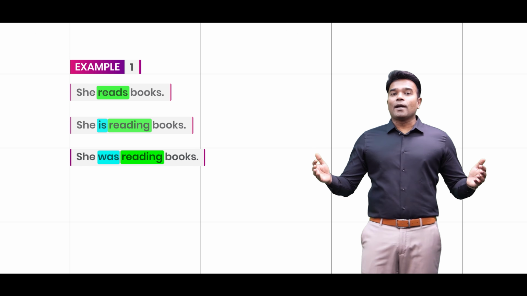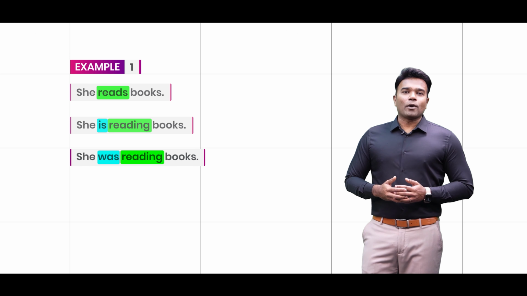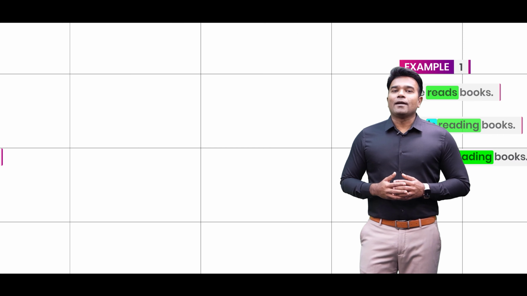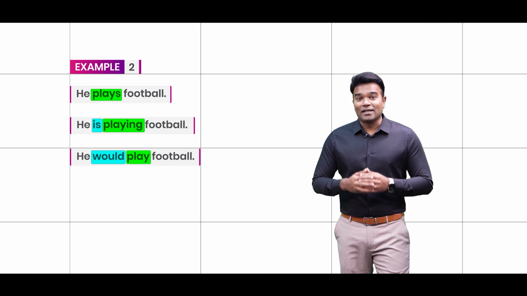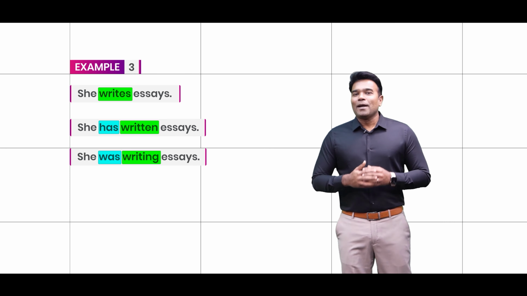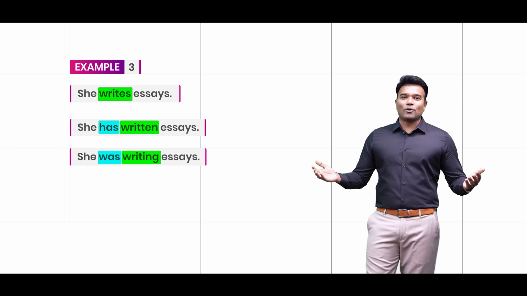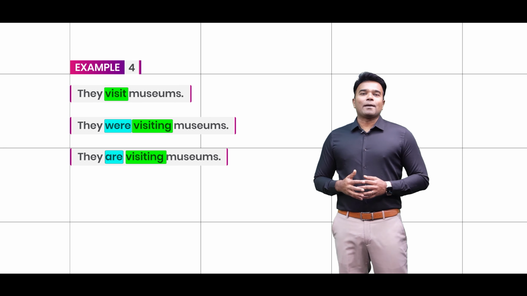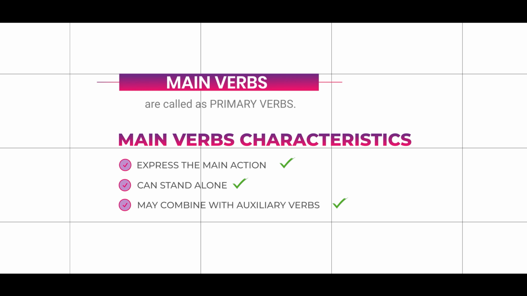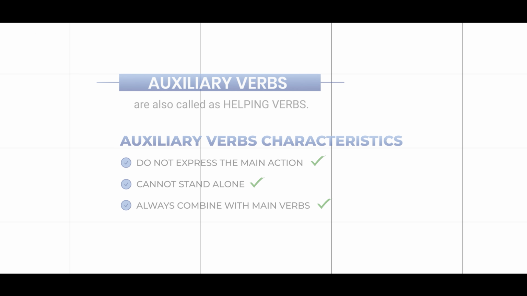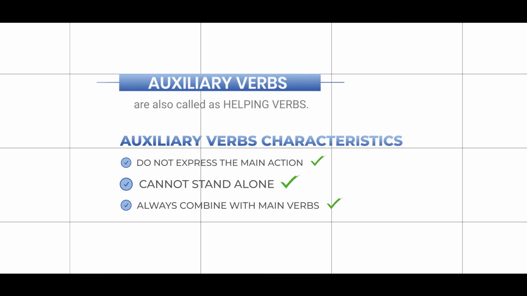So I'm sure that given any sentence, now you are able to clearly identify whether the sentence contains only the main verb, or whether the sentence contains both the main verb as well as the auxiliary verb, and that you can easily distinguish between them. I'm sure you have been able to completely understand now the characteristics of the main verbs. And I'm sure that you have been able to understand the characteristics of the auxiliary verbs as well.